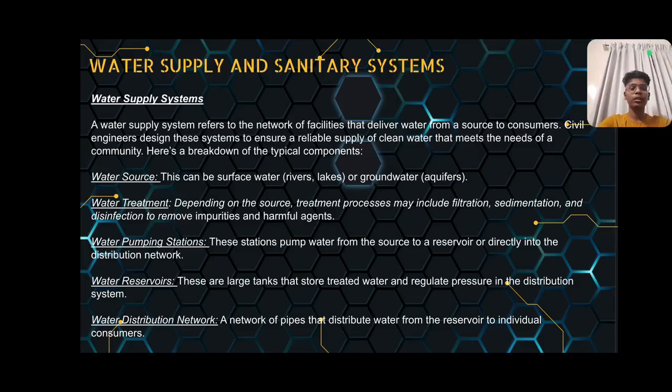Water treatment. Depending on the source, treatment processes may include filtration, sedimentation, and disinfection to remove impurities and harmful agents. Water pumping stations. These stations pump water from the source to a reservoir or directly into the distribution network.